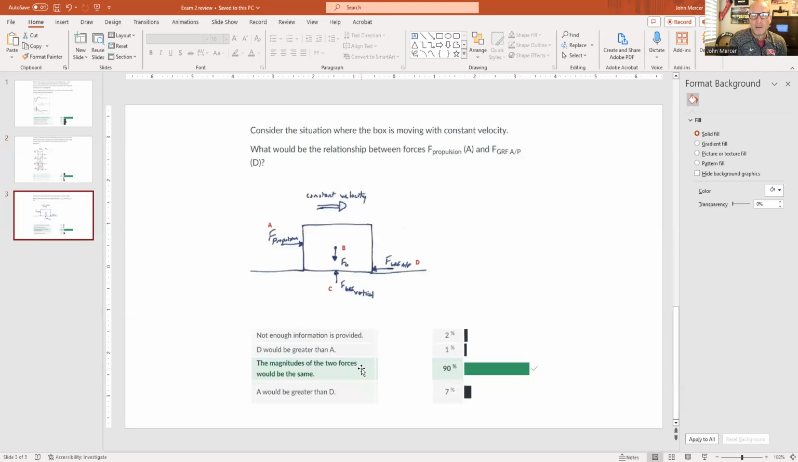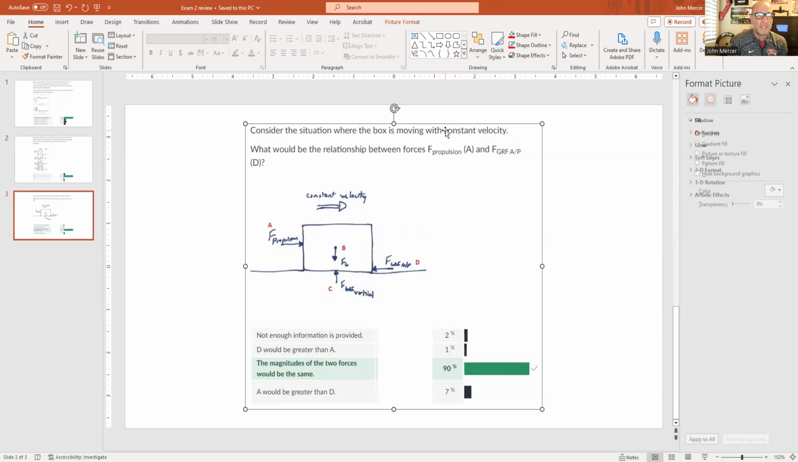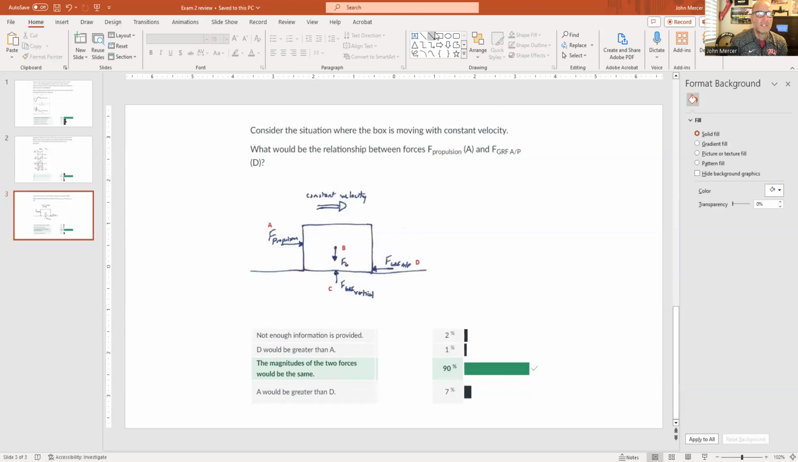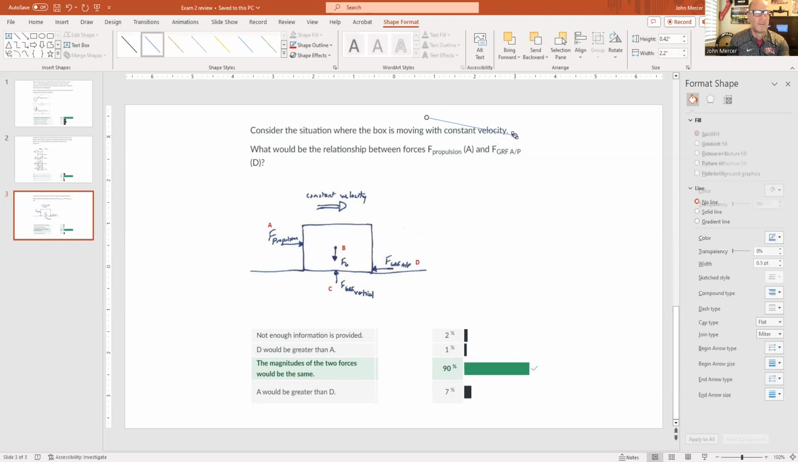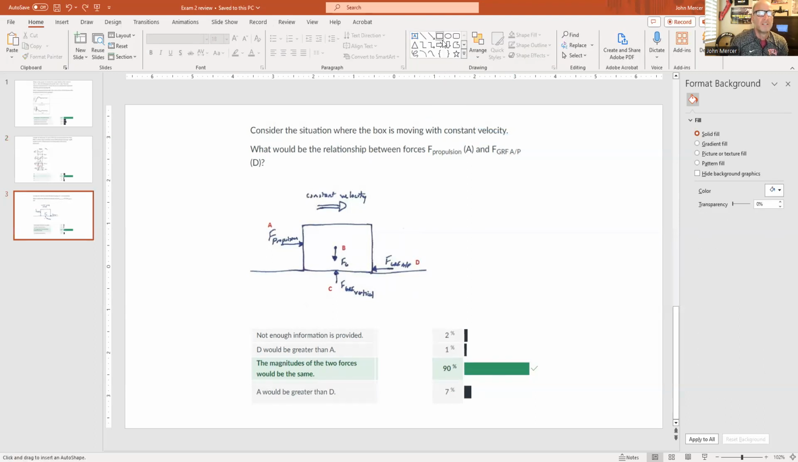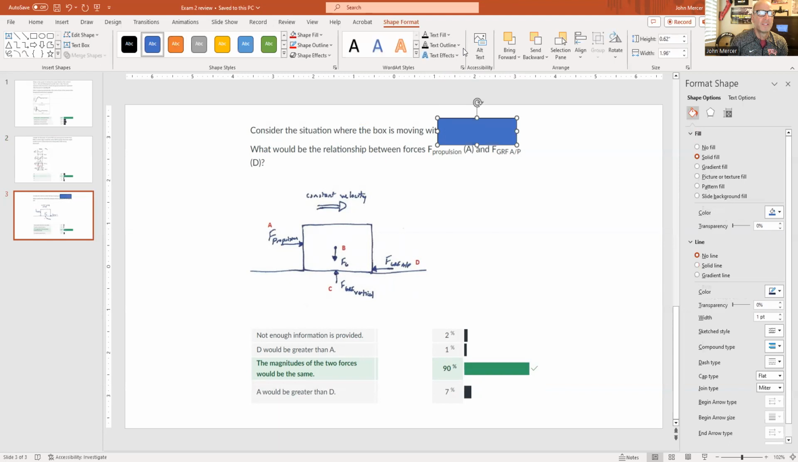And the last one that I want to go through is this one here. Consider the situation where a box is moving with constant velocity. What would be the relationship between forces, the propulsion force, F propulsion, A, and I've got that labeled A down here, and ground reaction force, anterior-posterior, AP, D. All right, so what's the relationship between these two forces? And the key here is when velocity is constant. Okay, whoops. I need that. When is velocity constant? That's the key to this question.